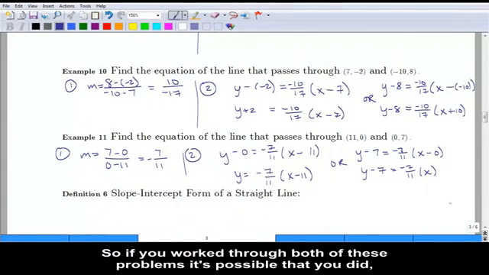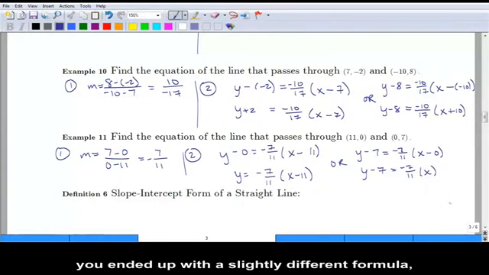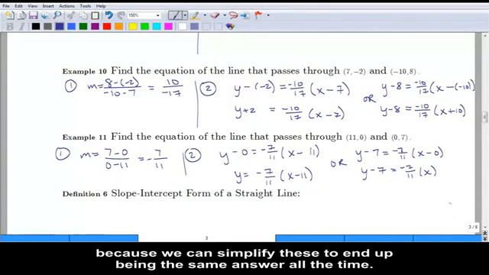So if you worked through both of these problems, it's possible that you did, depending on which point you picked, you ended up with a slightly different formula, which is why we like the slope-intercept form, because we can simplify these to end up being the same answer all the time.